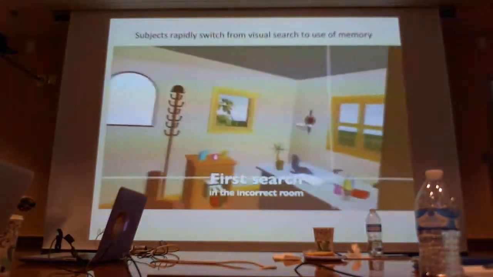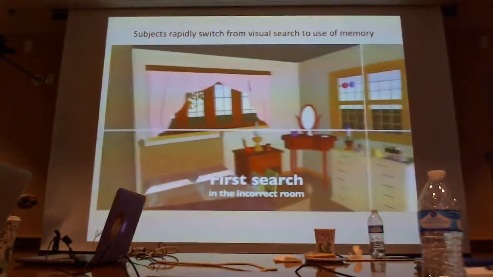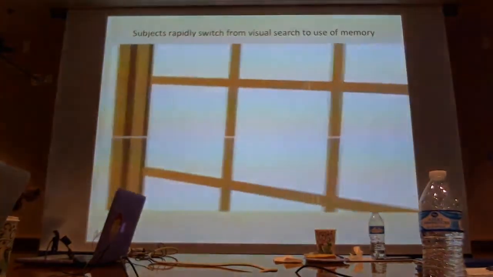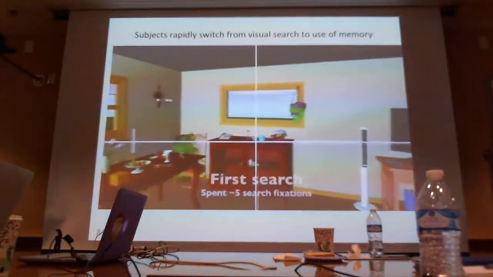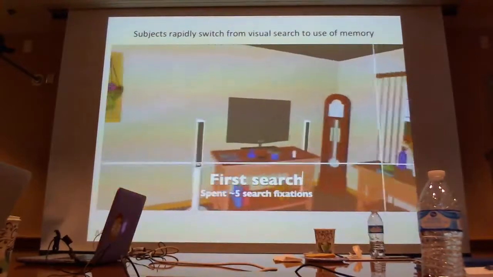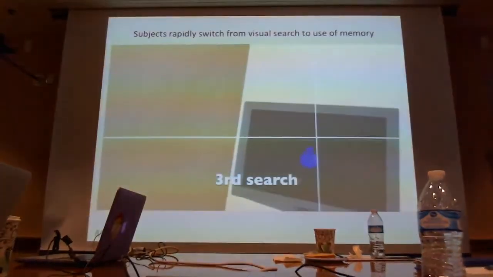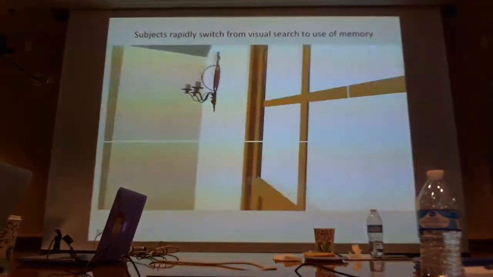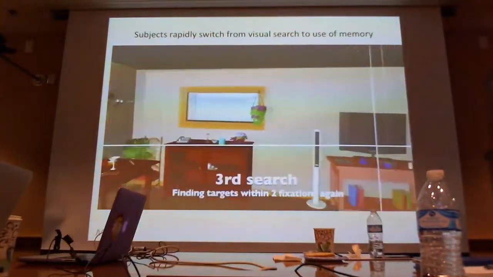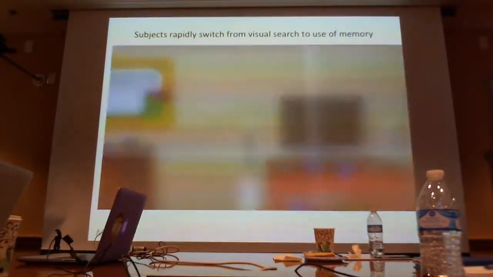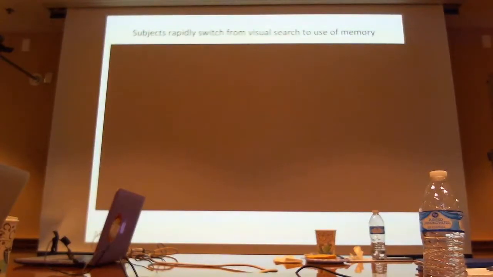And this is the first time you're looking for this blue vase. You go in the wrong room, you have no idea where it is, so you spend a bunch of time looking around in the correct room, and so you find it after a while; these are easy targets. Now this is only the 3rd time you've looked for this, and you go to the correct room and you find it within a couple of fixations. So you more or less immediately switch to a memory-based strategy. So visual search is in this case not terrifically visual.